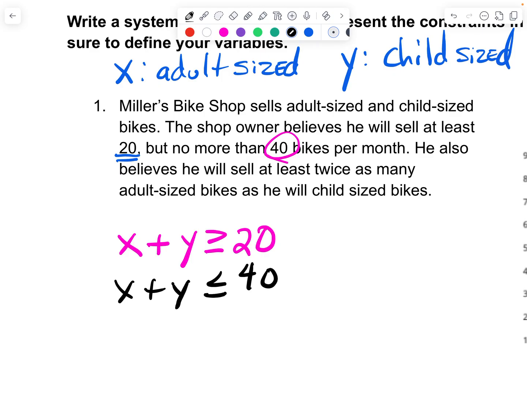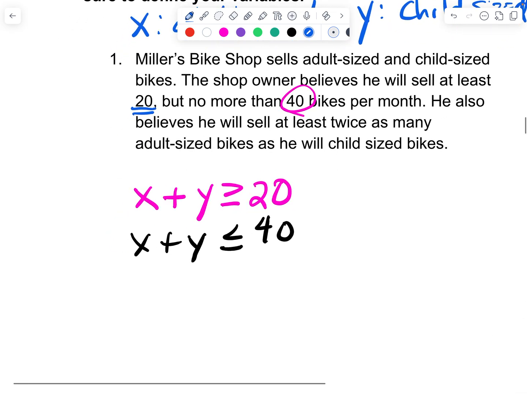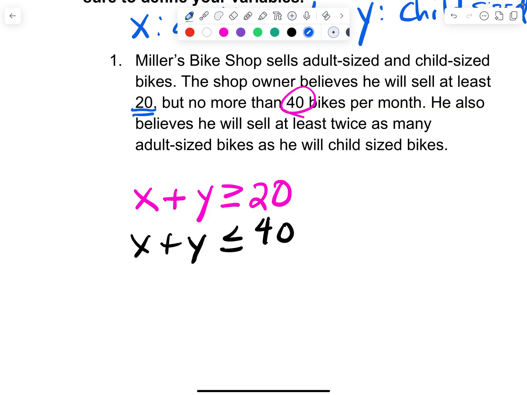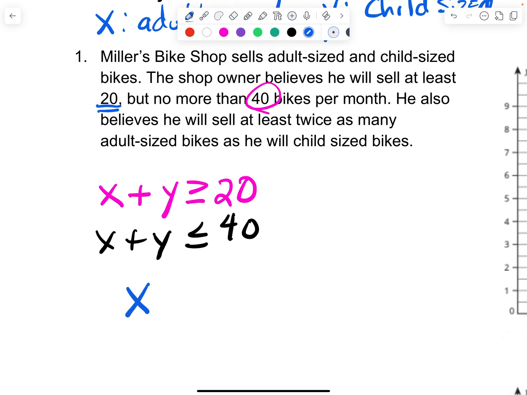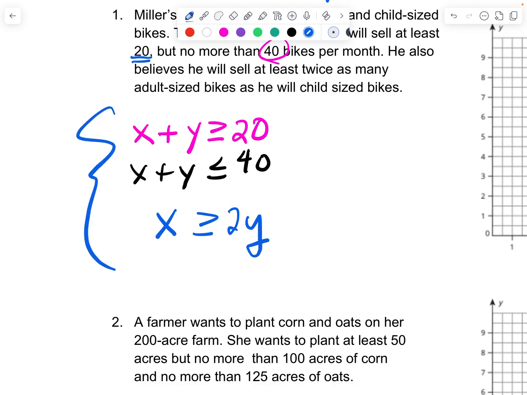He also believes that he will sell at least twice as many adult-sized. So he's going to sell twice as many adult-sized as child-sized. Adult-sized is x, right? So he wants to sell at least twice as many, which means x is greater than or equal to twice as many as child-sized bikes. So that would be 2y. You have to double the child because he wants to sell at least twice as many as those. So this right here represents your system of equations.